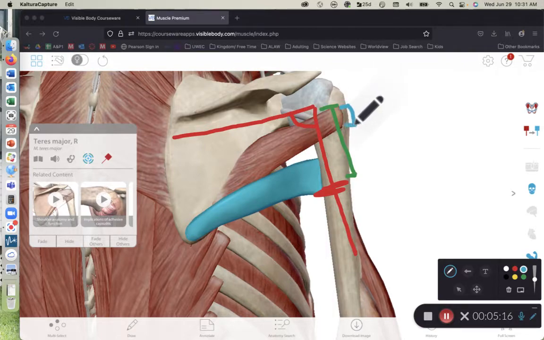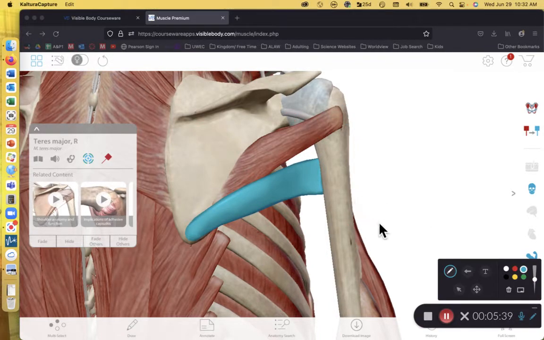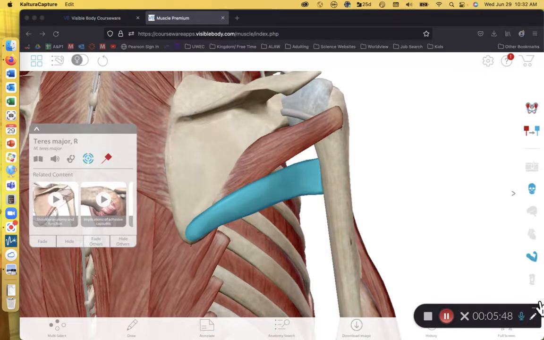Teres Minor has a shorter lever arm, and so the Teres Minor produces a minor amount of force, whereas the Teres Major has that much longer lever arm, and it has a more distal attachment point on the humerus, and consequently it'll be a major source of leverage compared to the Teres Minor. So yes, the Teres Major is a little bit bigger, but it also is the major source of leverage compared to this other muscle.